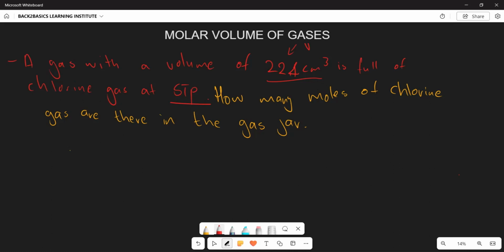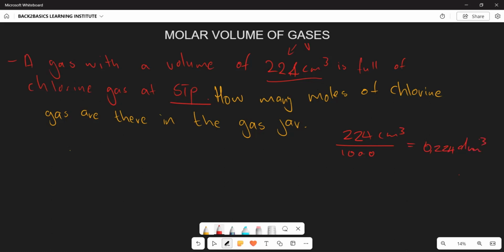We are going to start here with the volume. We know that volume is always measured in decimeter cubed. Since this is given as 224 centimeter cubed, to convert this to decimeters cubed we are going to divide by 1,000 first. So this is going to be 0,224 decimeter cubed.